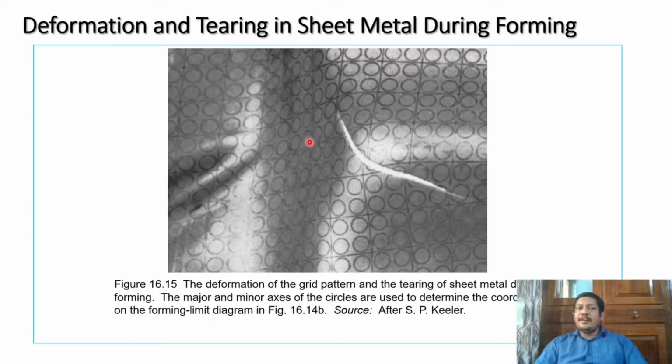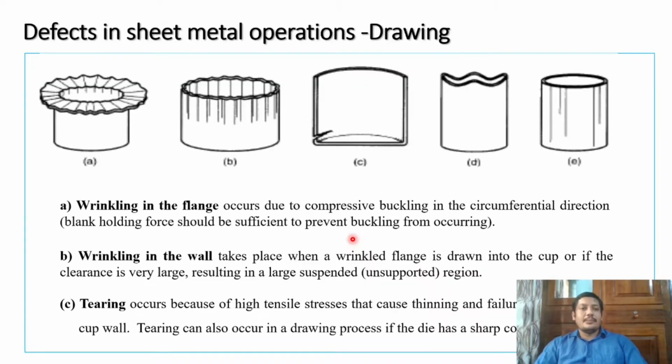So the deformation and tearing in a sheet metal during forming is shown over here. You can see the Luder's bands also appear over here in the sheets. These all things will practically happen on the sheet, so you have to avoid them as much as possible. Finally, we have seen the defects, but how they look is shown over here. This is called wrinkling on the flange. Wrinkling in the wall is also shown over here.